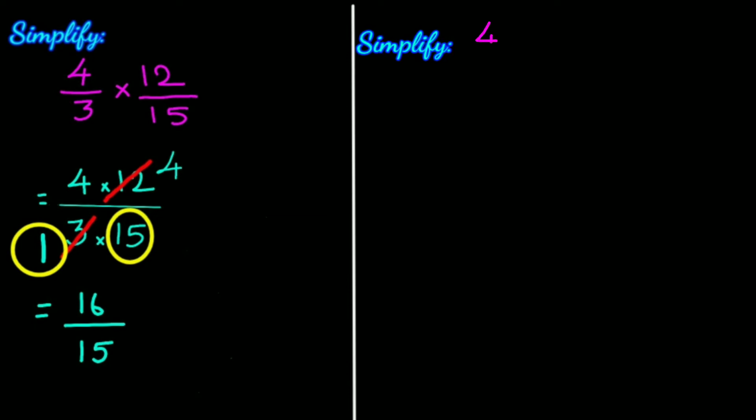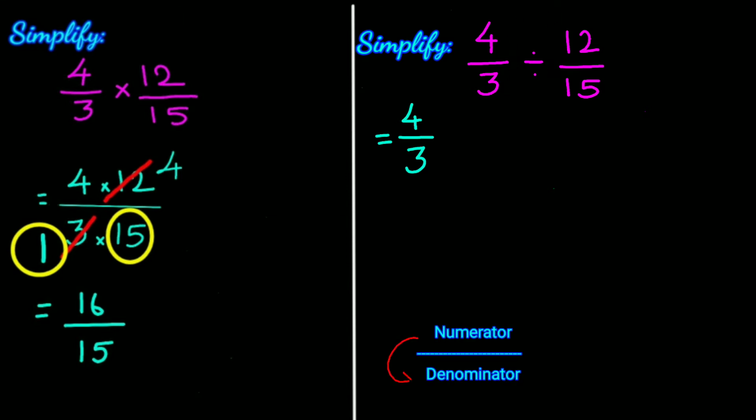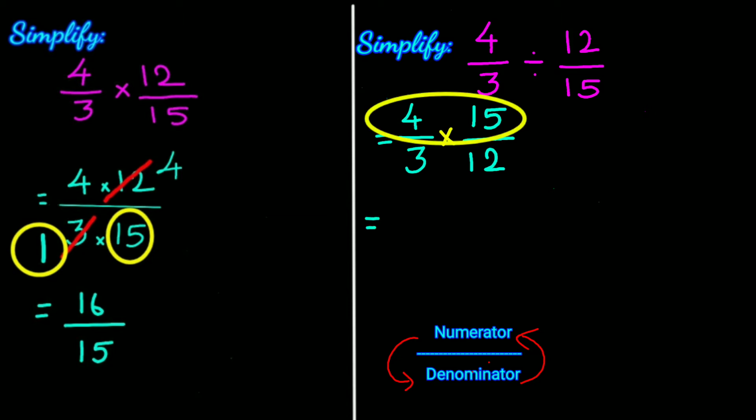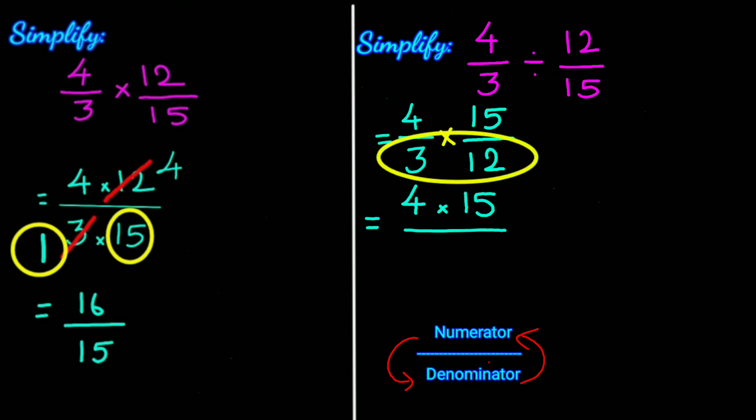4 divided by 3 divided by 12 divided by 15. Let's write the first fraction, 4 divided by 3. Let's convert this division as multiplication by flipping the numerator and the denominator in the second fraction. The important point, notice here, we only flip the second fraction immediately next to the division symbol. 15 divided by 12. It is multiplied. Now, multiply the numerator. We have 4 times 15 divided by, multiplying the denominator, we have 3 times 12.